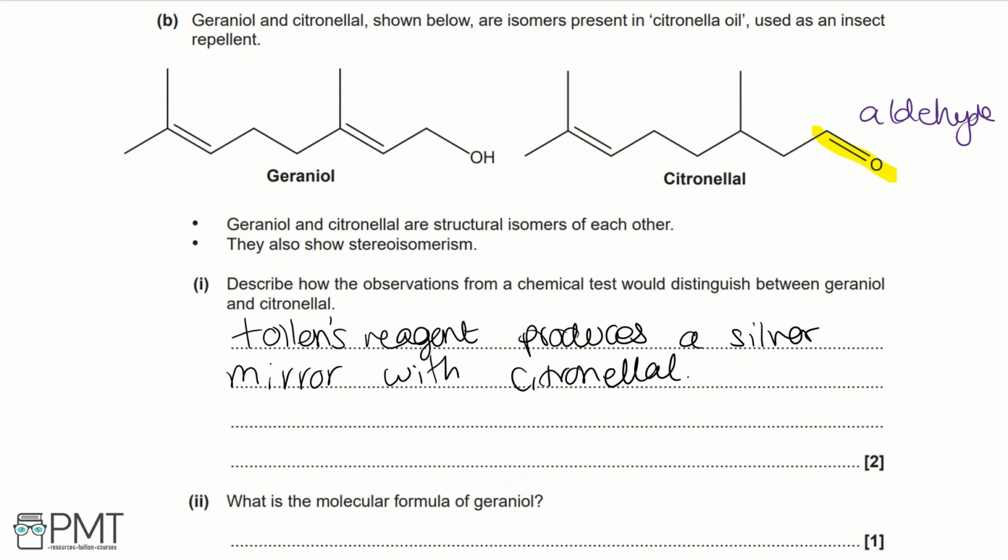To get the marks for this question, you get a mark for saying Tollens reagent or getting the right chemical test, and a mark for having the correct positive result, so it's a silver mirror with citronellal. Part 2. What is the molecular formula of geraniol?